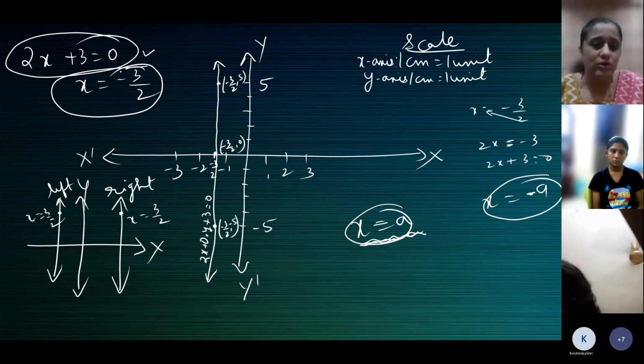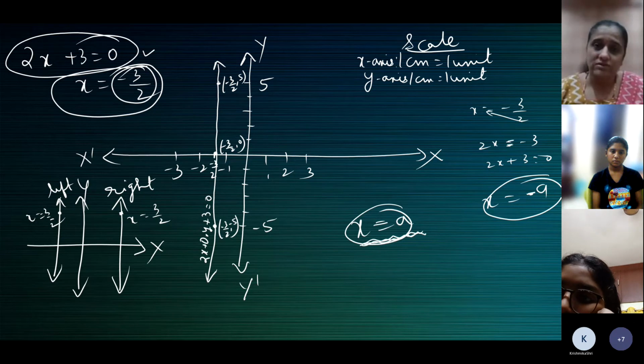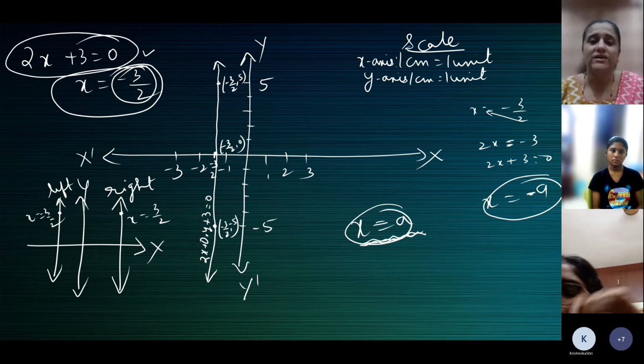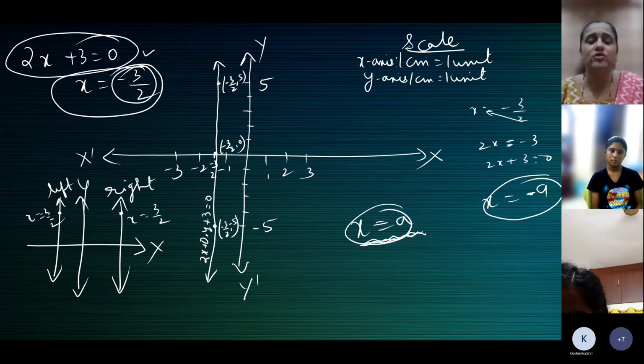So x is equal to a negative value. X is equal to means x is equal to a constant. The graph line will lie parallel to the y-axis. Left side or right side? If x is equal to a negative value, left side. If x is equal to a positive value, right side. So supposing it was x is equal to 3 by 2, a positive 3 by 2, then it will be on the right side of the y-axis.